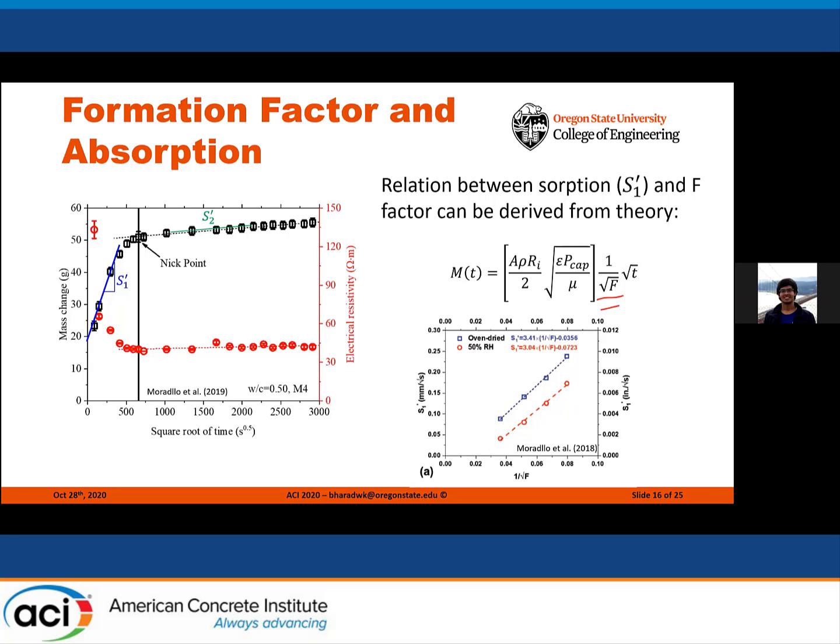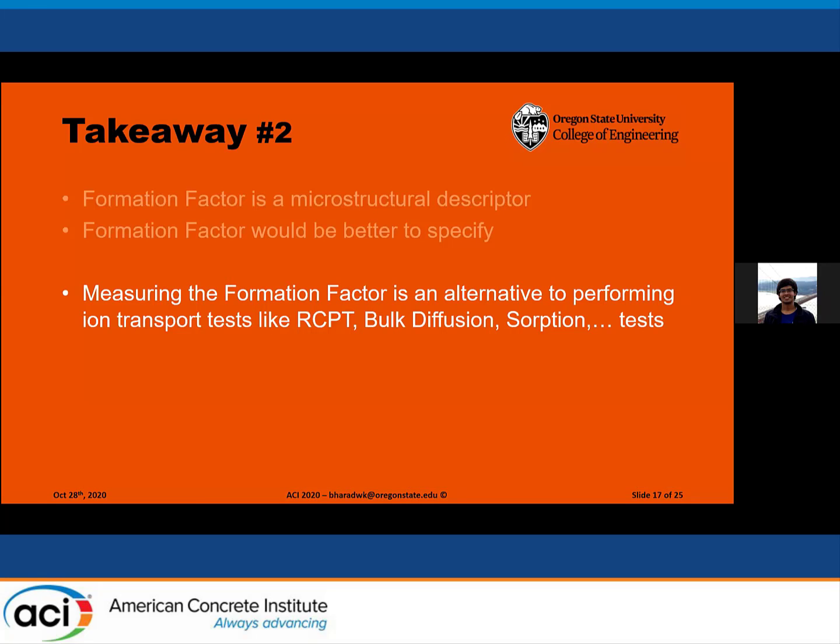And the plot on the bottom right of the screen is a plot of rate of water absorption versus the inverse square root of formation factor, both of which are determined from experiments. As predicted, there is a linear relationship between the two. This brings me to the second takeaway of the presentation. That is that formation factor can be fundamentally related to transport in concrete because it is a microstructural parameter. Therefore, when we measure the formation factor, it's an alternative to performing several ion transport tests like RCPT, bulk diffusion, and sorption.